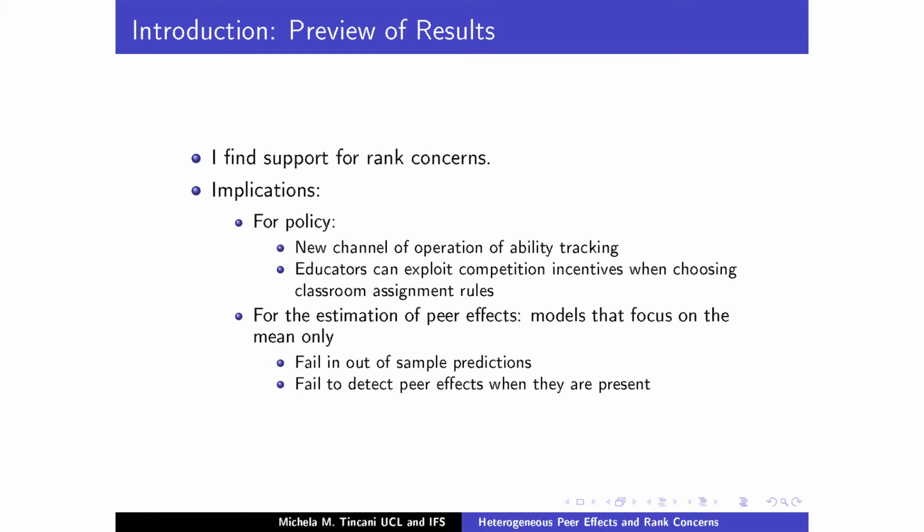So the models that focus only on the mean, and I have to say the literature is moving away from these models because there is a consensus that they're not the best, may fail in out-of-sample predictions, and we have seen that happening. They might even fail to detect peer effects when these are present, because these models typically look for a certain clustering of outcomes within a group. Rank concerns are going to generate peer effects, but they're not generating outcome clustering, so you might miss them, even if they exist. So I will start with the empirical part, and I will go to the model at the very end.